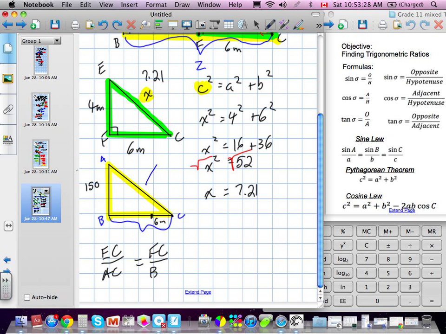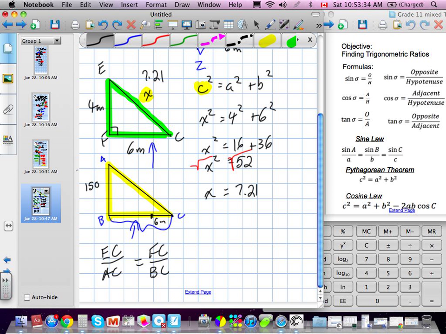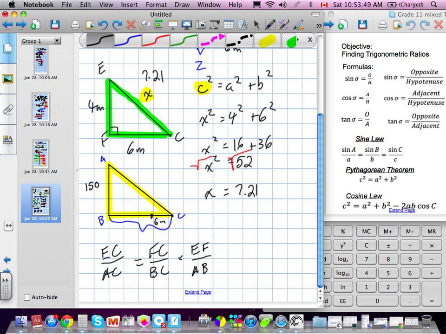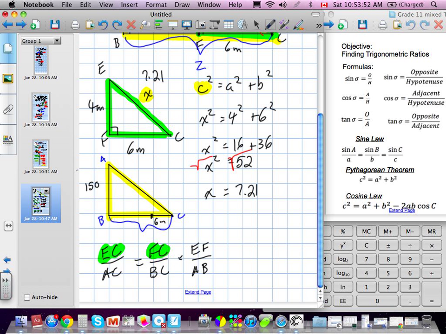And finally, EF corresponds to AB. So what we did, if you look at this, we put all of the sides of the green triangle on top, and we put their corresponding yellow, or larger, triangle on the bottom. We set up ratios like a fraction. So I'm going to replace the information I have on all of these.